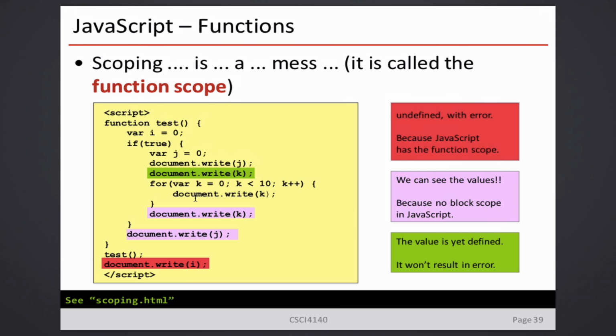Okay. Now within the function, we have a variable j and a variable k, right? Var j, var k. What is the scope of j? It's inside the if statement. Now, if it's C or C++, even Java, it's allowed to declare a variable in the middle of a scope, but it is also limited within the scope. Now, take a look at JavaScript.